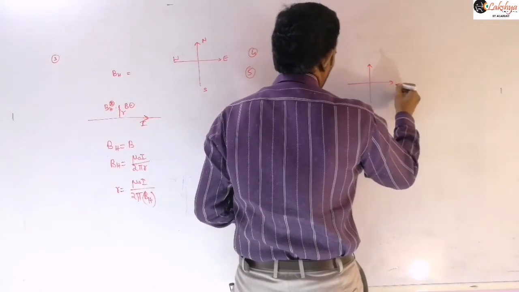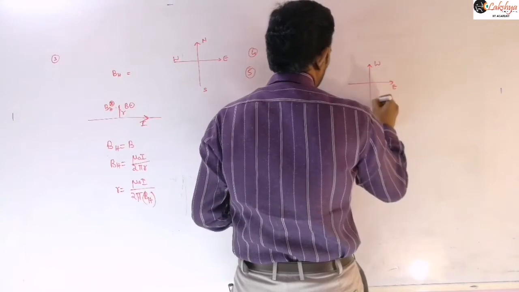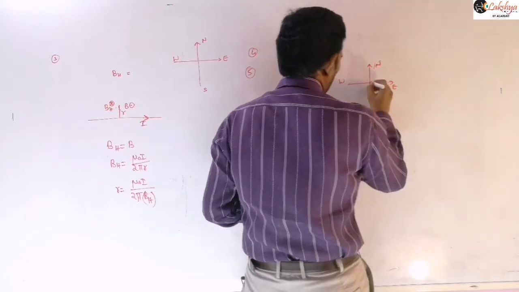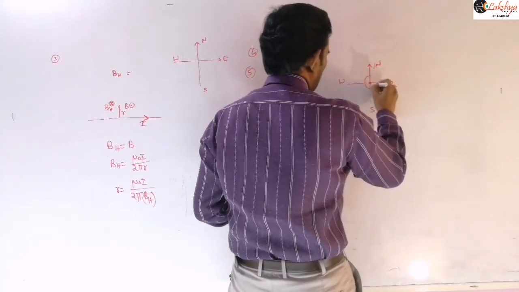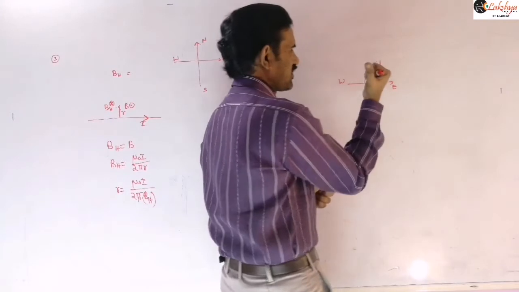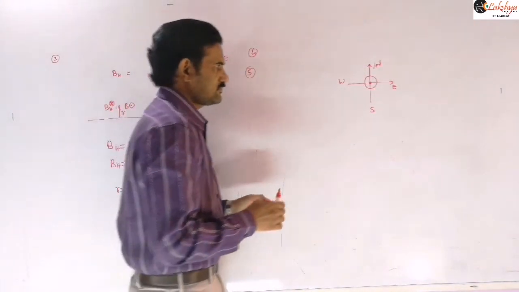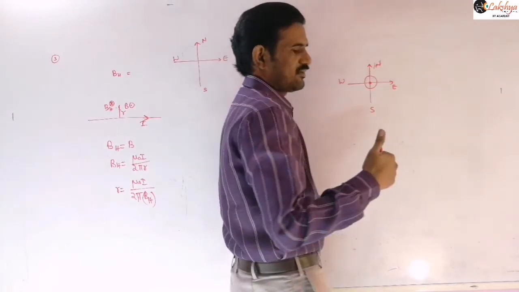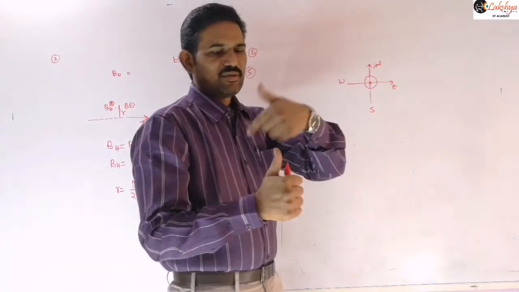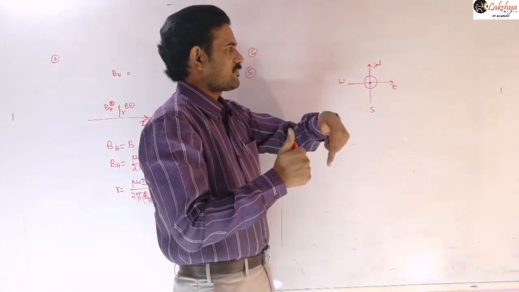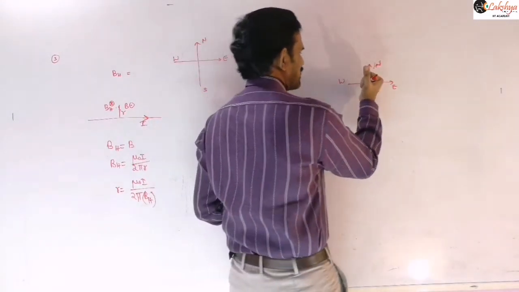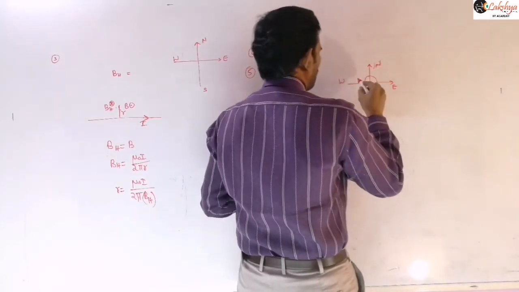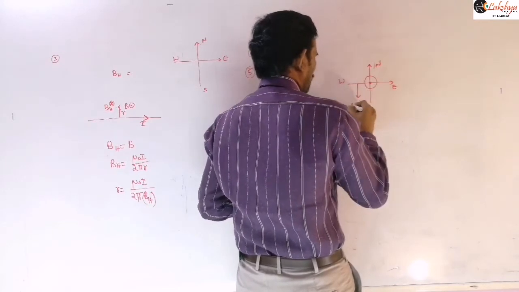Suppose for this one you can represent the diagram like this. This is north, and this is west and south. Now here we are taking the current out of the plane, that means the upward direction, so I am taking it as out of the plane. Out of the plane means the magnetic field due to this wire at a point on the west side, we need to represent there. So the magnetic field lines will be there like this, and here the B will be in the downward direction.